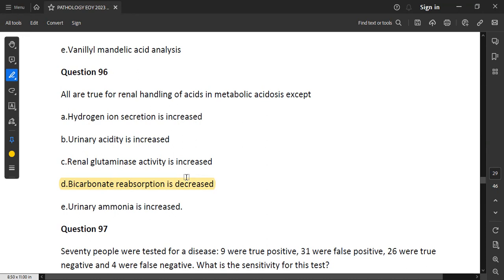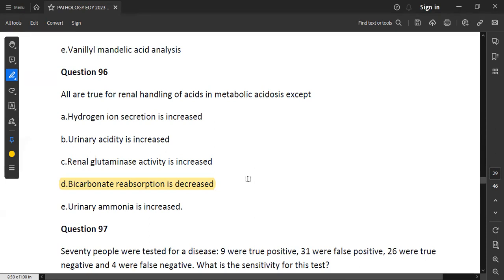As I wait for an answer, bicarbonate reabsorption is decreased. We need to buffer the excess hydrogens in the body, so we have to increase bicarbonate reabsorption, not decrease it. Urinary ammonia is increased. This one is correct because the kidneys will increase production and excretion of ammonia, which combines with the hydrogen ions that we are releasing. So I went with D.